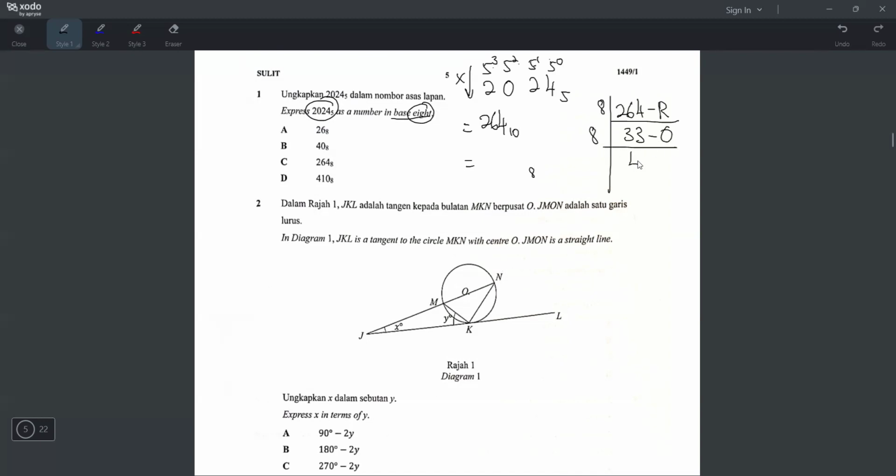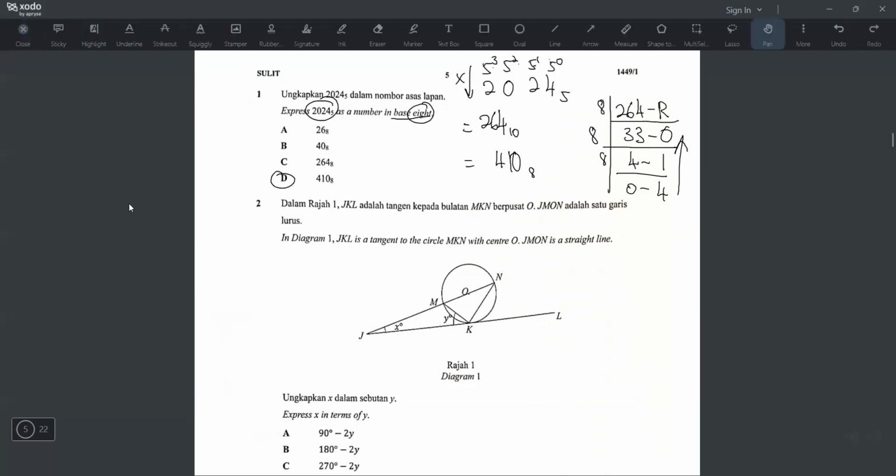Divide by 8 again. 8 times 4 is 32, but I want 33. So 33 minus 32 is 1. So the remainder is 1. And then 8 times 0 is 0, but I want 4. So 4 minus 0 is 4. So the answer will be 410. When we read the answer, we read from bottom to top, dari bawah ke atas. So the answer is 410 base 8. That's all.